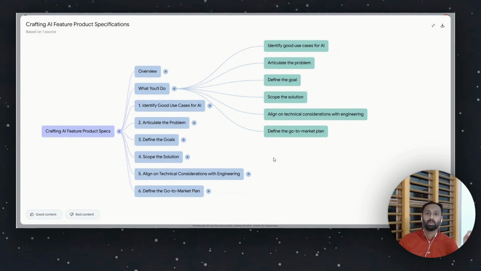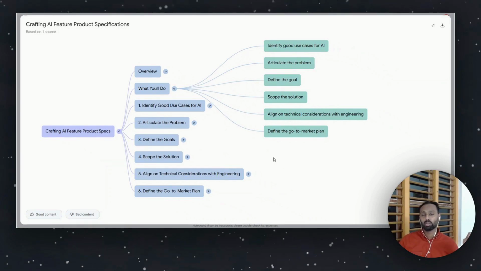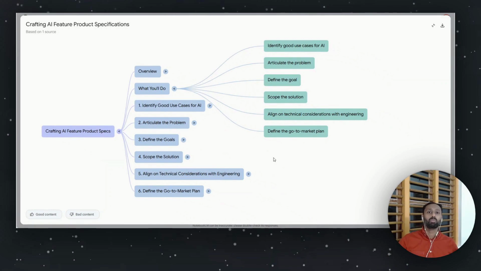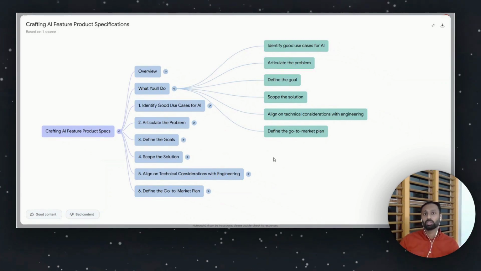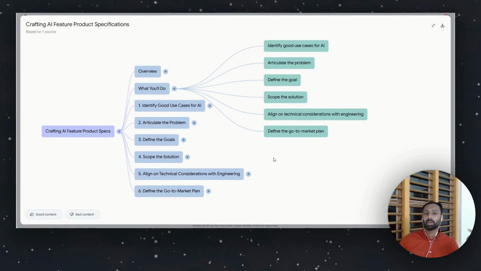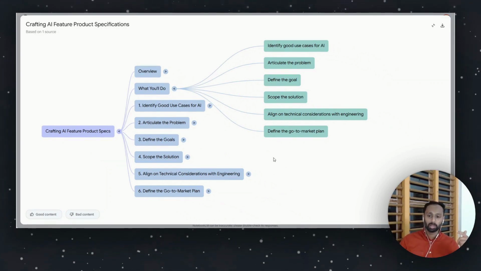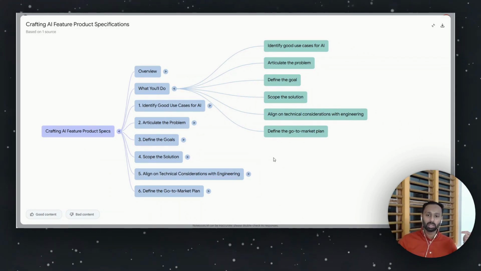So it should always be like, hey, there is a problem that the user wants to solve, and if the AI feature is going to help in that process, then you build that feature, not the other way around, right? Which is why identifying good use cases for AI is very important. We will go into detail on this.